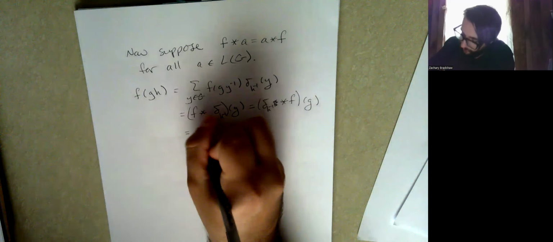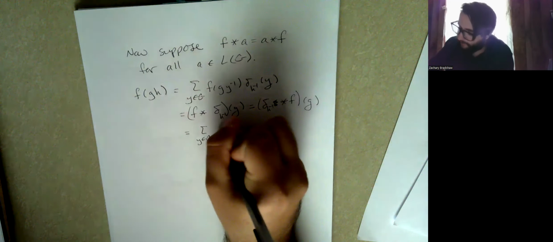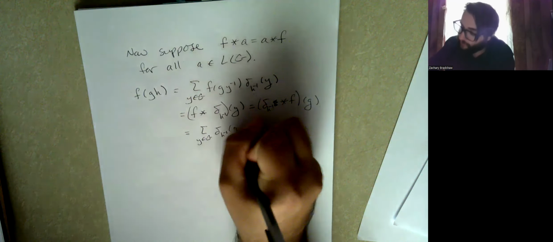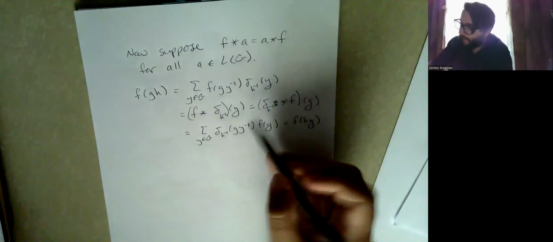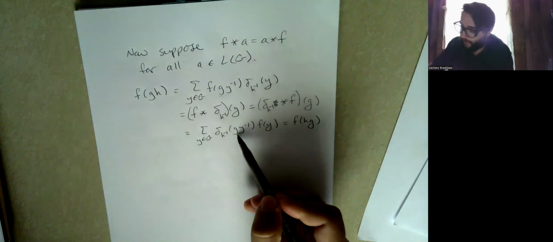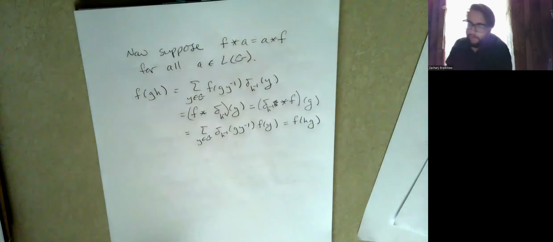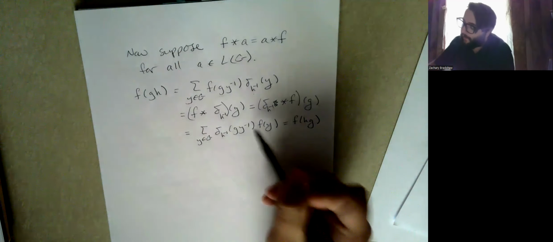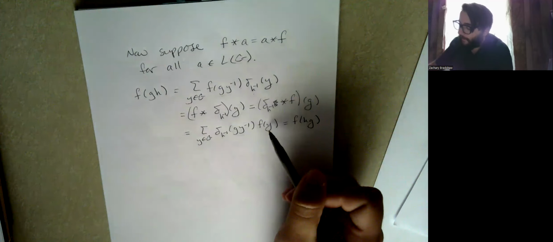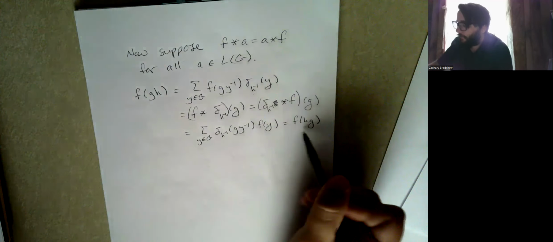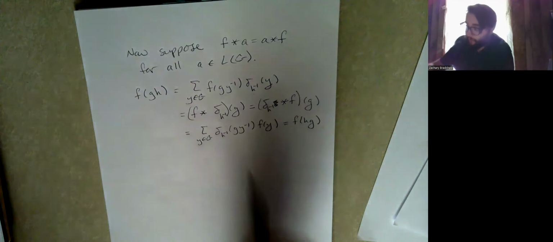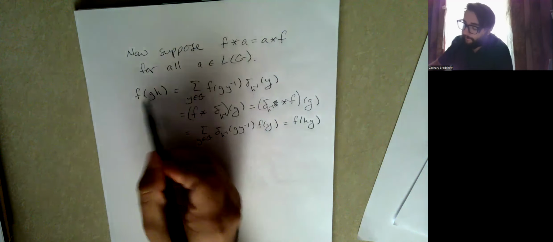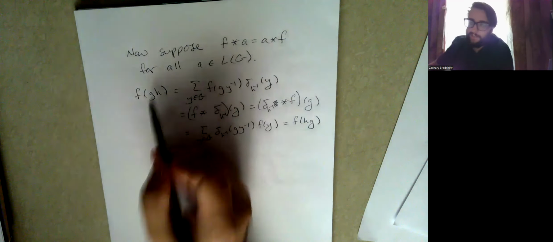And this is equal to the sum over y and g of delta h inverse g y inverse f of y. And this is just f of hg. Right? So when h inverse is equal to gy inverse, that's when this thing is non-zero. It's equal to 1. And so we solve for y, and we get y equals hg, and so this is f of hg. Okay, so that tells us that the argument of f is cyclic.